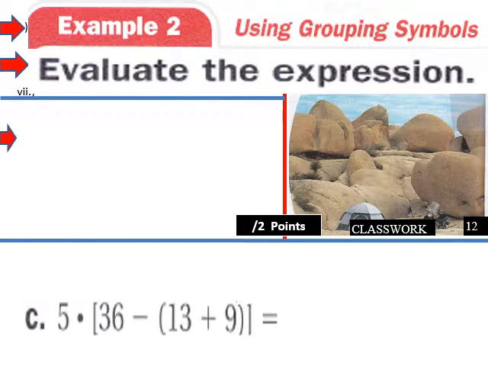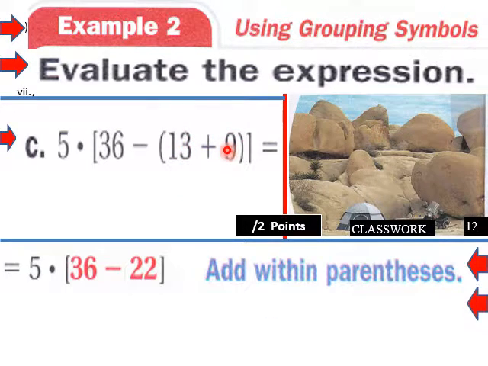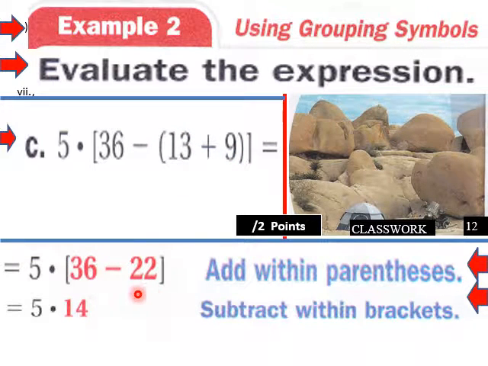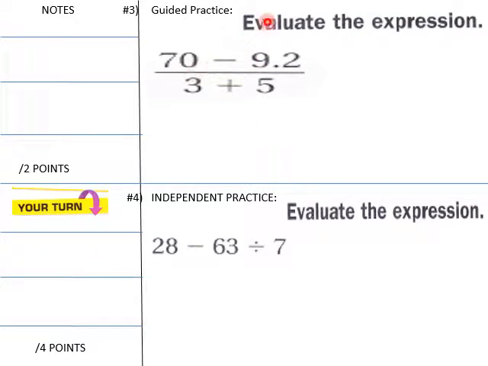Into our next example here, evaluate this expression. What do we do? Well, we do these parentheses first. This is the innermost operation here. So we have 5 times 36 minus 22. So 13 plus 9 would be 22. 36 minus 22 would be 5 times 14 now. And then that would be 7. So that's the idea here. Now we have a situation here. Students, this is yours. So you watch what we do here. That should help you on number 4.